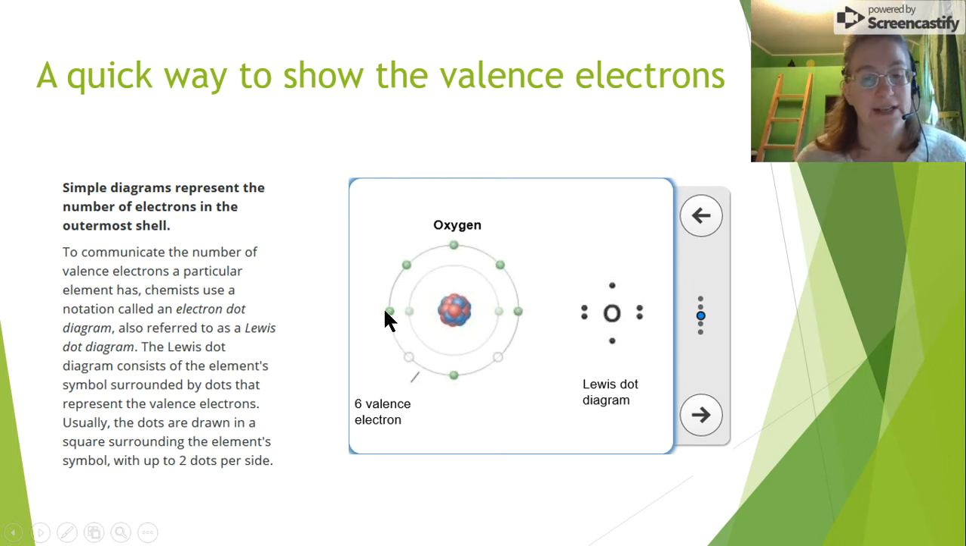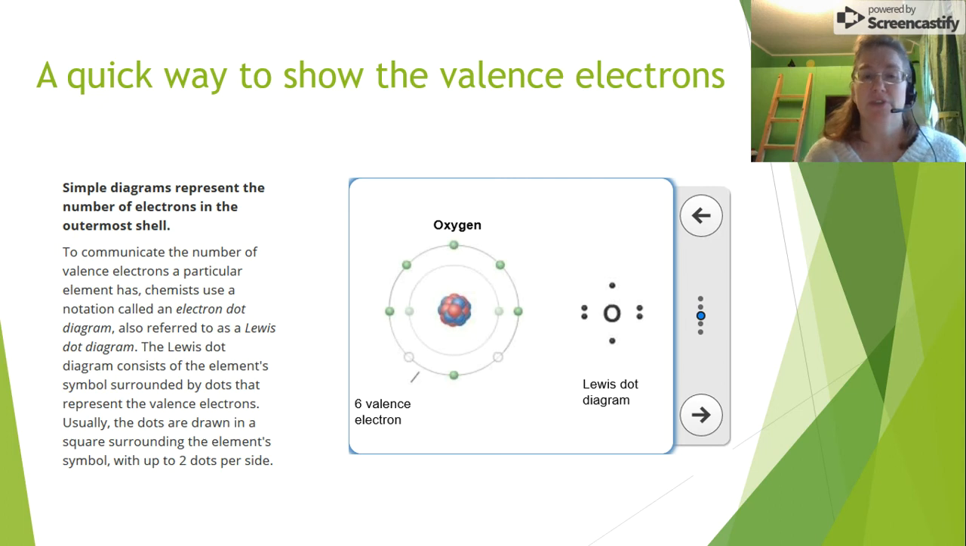Oxygen, as we look at its outer shell, has 6 valence electrons. It also has 2 on the inner shell, but remember, we're not concerned about that. All that matters is what's on the outside. So we put a dot for each electron that's in the outer shell. So you can see there's 6 here. 1, 2, 3, 4, 5, 6. So whenever you're looking at a Lewis dot diagram, you're looking at how many valence electrons that thing has. Okay? And we'll talk more about this next week, and we'll start drawing out different Lewis dot diagrams.